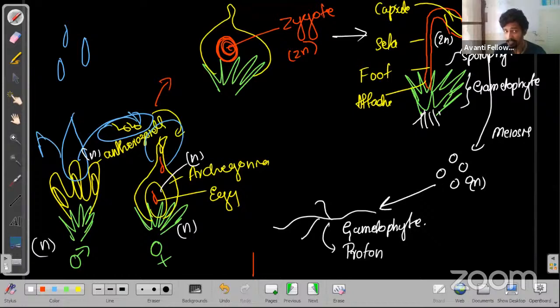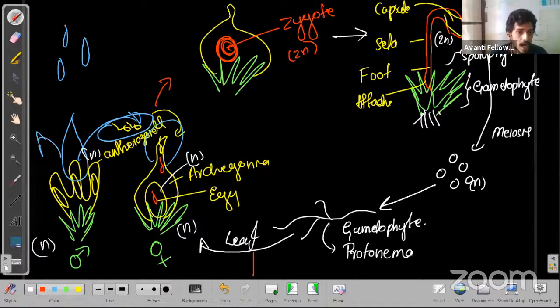Remember, this protonema stage is not mandatory. Don't think that protonema is present everywhere. It's not like that. It's only present in some organisms. And this protonema stage develops leaves and grows into the gametophyte.